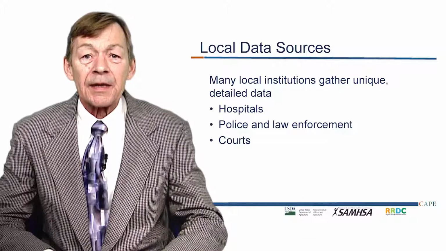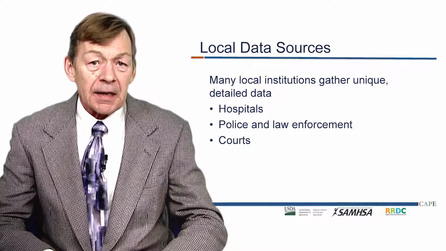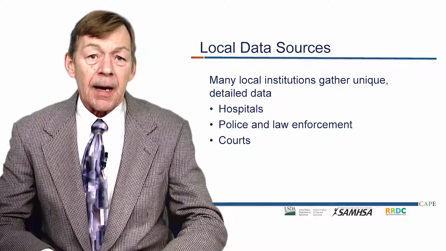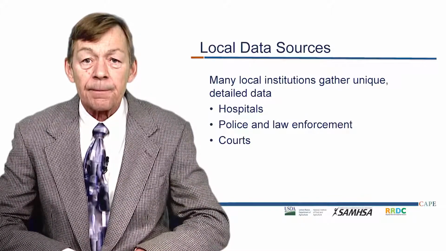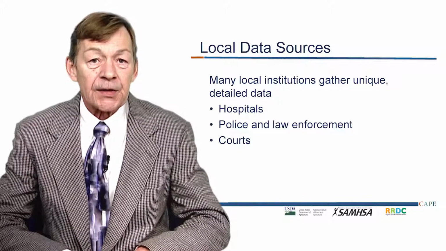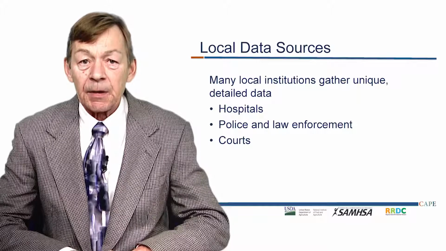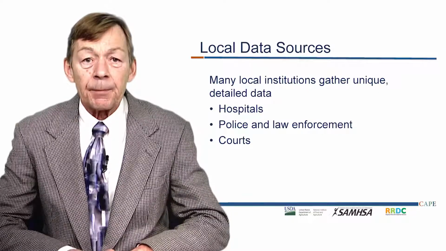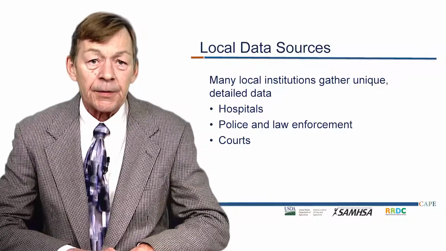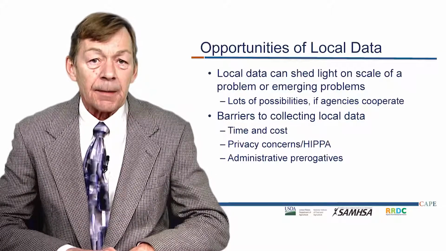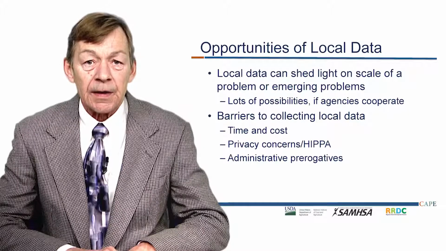A few words about potential local data sources. There are many local institutions that gather unique and detailed information. Some examples might be police patrol encounters involving people with apparent mental health problems, jail inmates with mental health or substance abuse problems, counts by type of psychiatric diagnosis in the hospital emergency room, counts by type of short-term intervention at the local crisis center, homeless census interviews. Local data of this type can shed light on the scale of a problem or help identify emerging problems such as drug overdose and arrests.